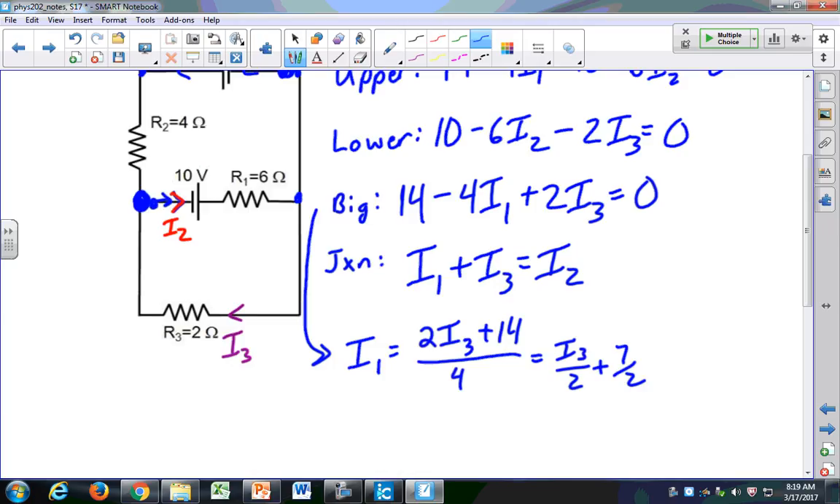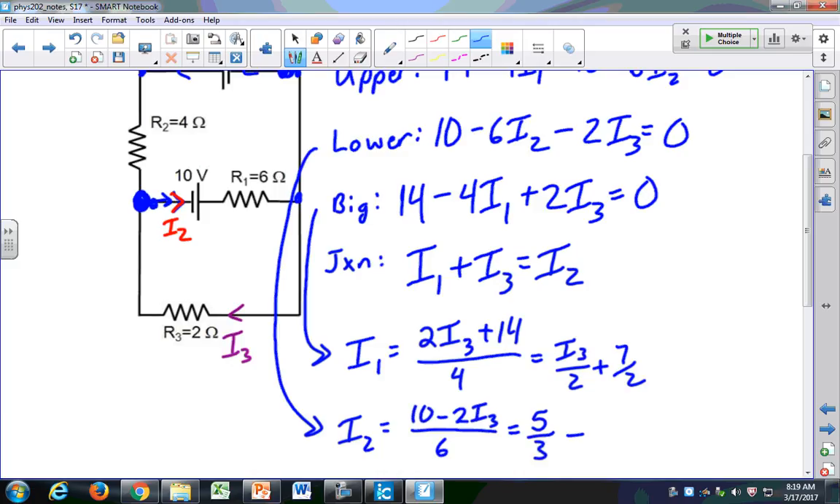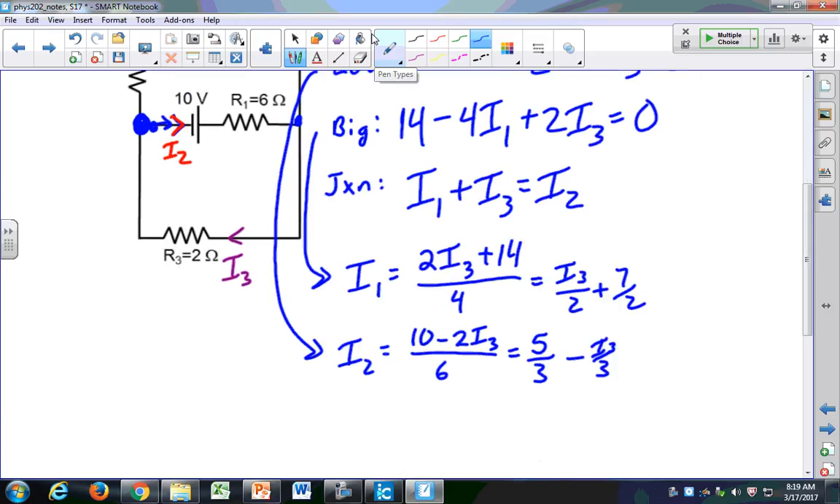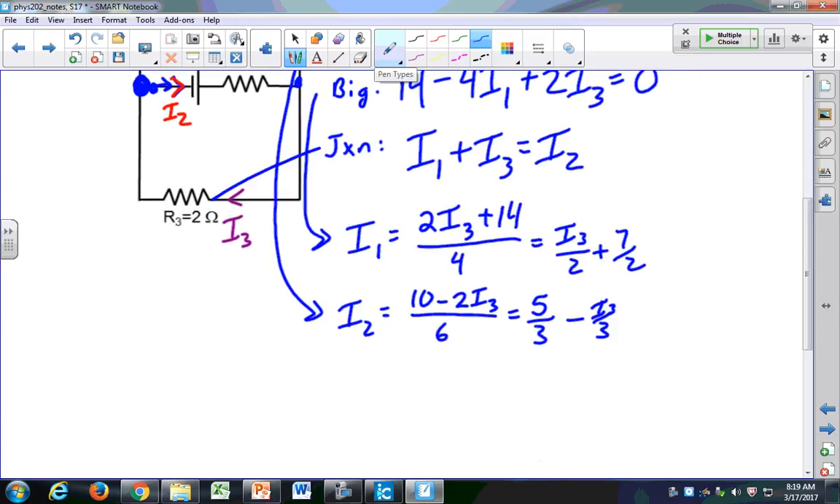All right. Then I can take this equation and solve it for I2. That's going to be 10 minus 2I3 over 6, which is 5 over 3 minus 1 over 3, or rather minus I3 over 3. And then we plug both of those into the junction equation.